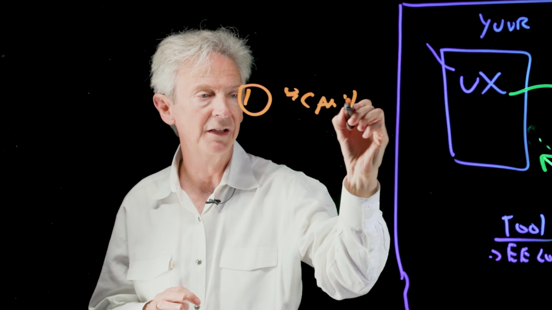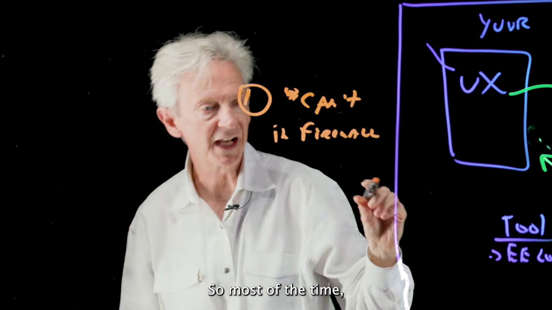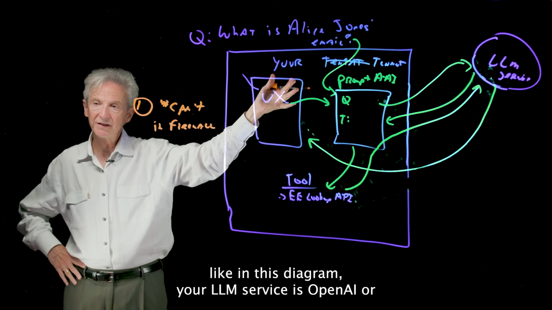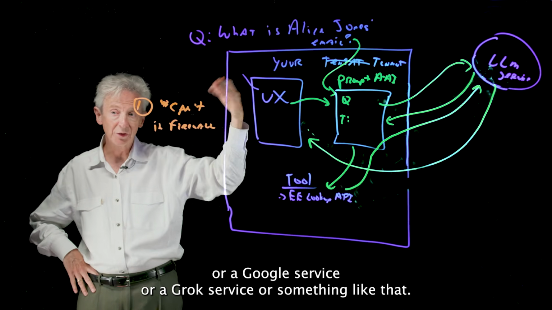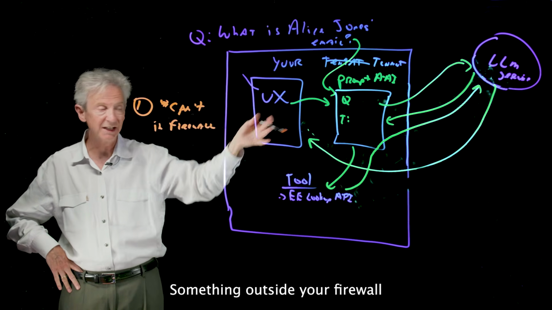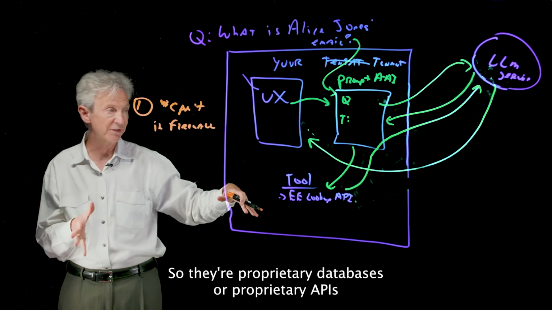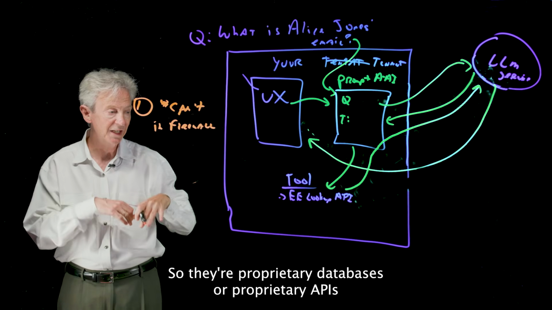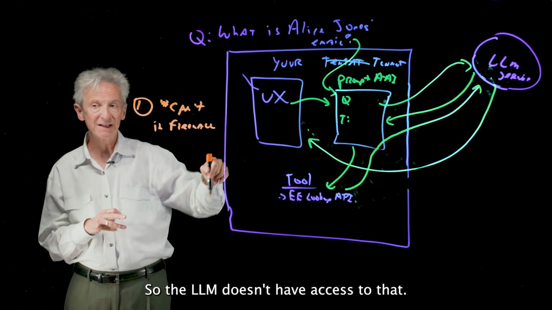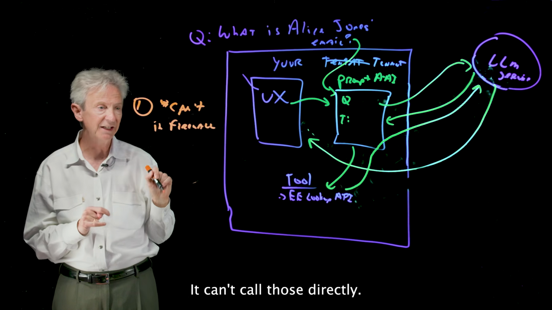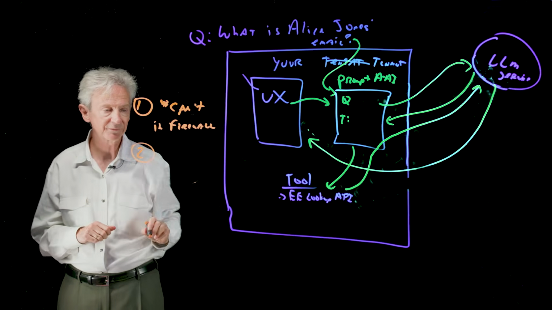It's in your firewall. So most of the time, like in this diagram, your LLM service is OpenAI or a Google service or a Grok service or something like that, something outside your firewall. And your tools, a lot of them, are in your firewall. So they're proprietary databases or proprietary APIs that do things within your company. So the LLM doesn't have access to that. It can't call those directly. So that's one of the main reasons why it doesn't call those tools directly.